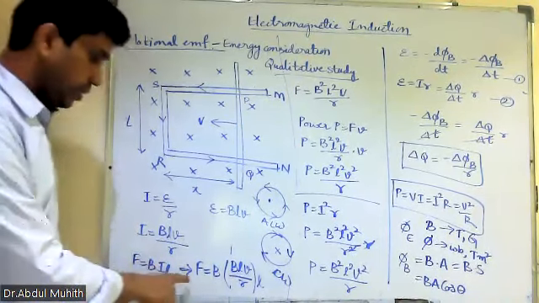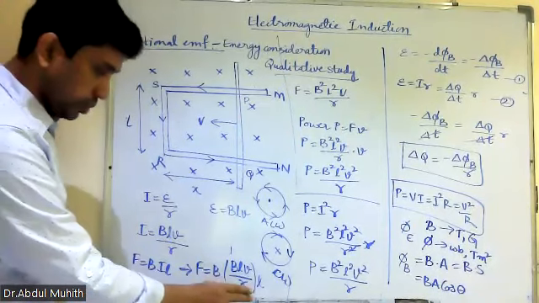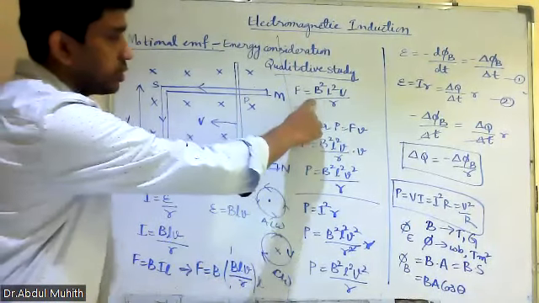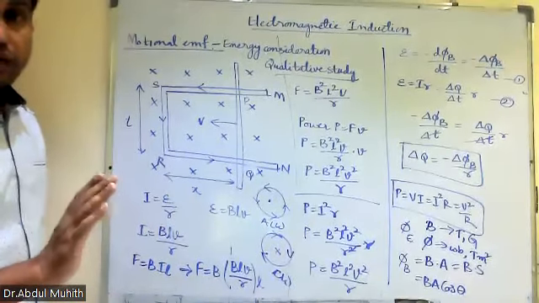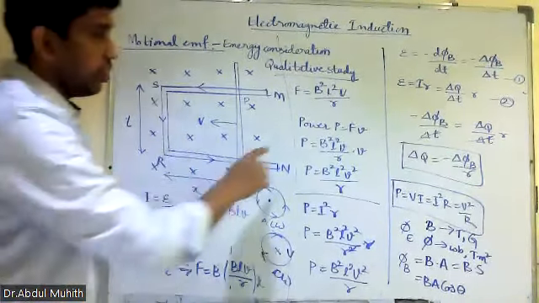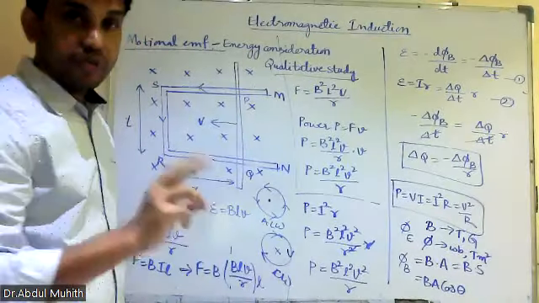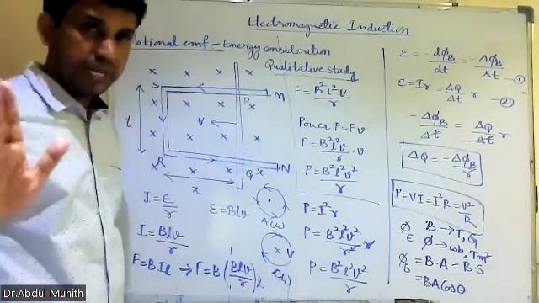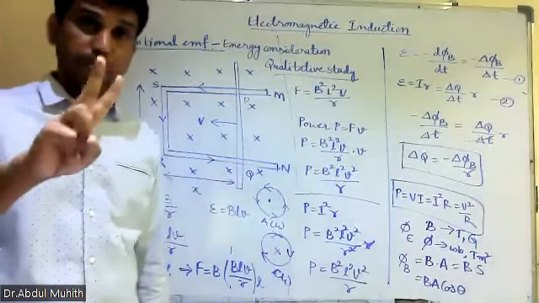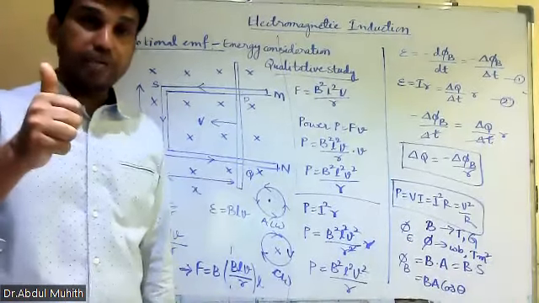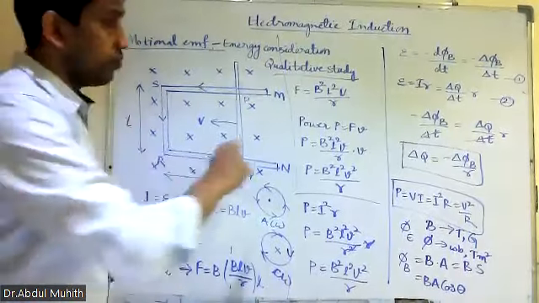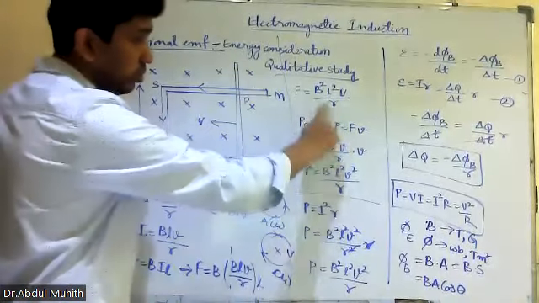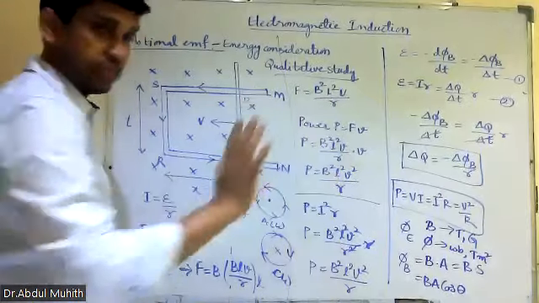Now F is equal to BIL. In the place of I, substitute this value. You will get B square L square V by R. Is that clear, all of you? Okay, now come to power. What is the power formula? There are various formulas of power. In mechanics, there are two formulas: work done by time, and force into velocity. So I'm just substituting the F value and V value. We got this answer. Finish.